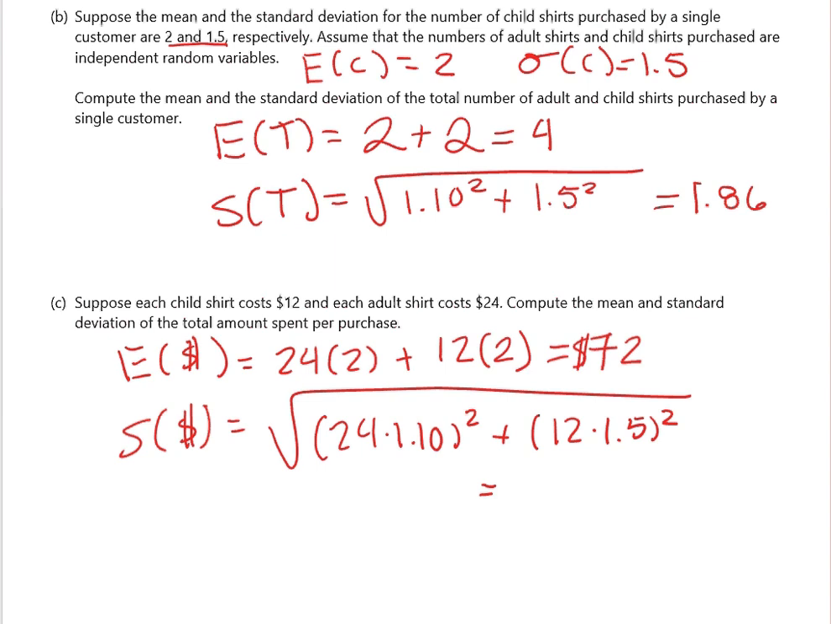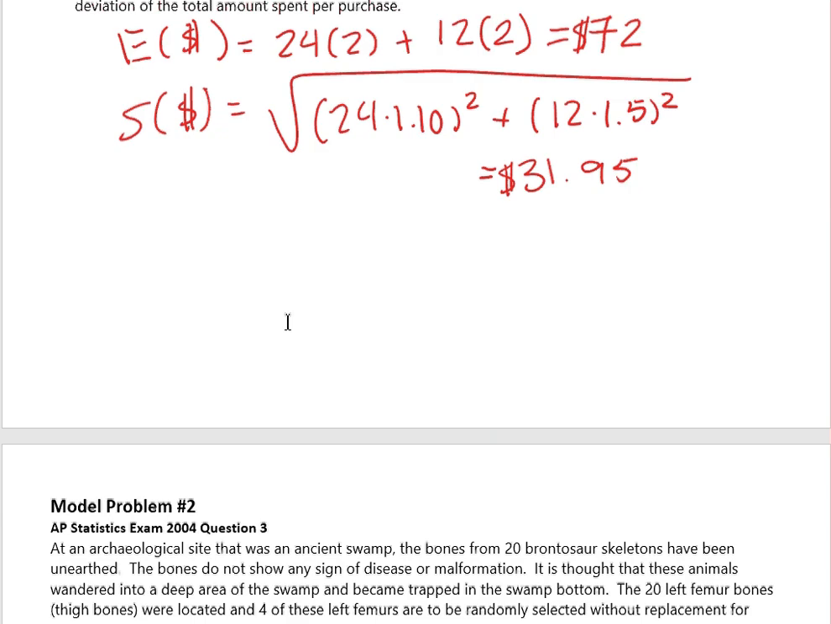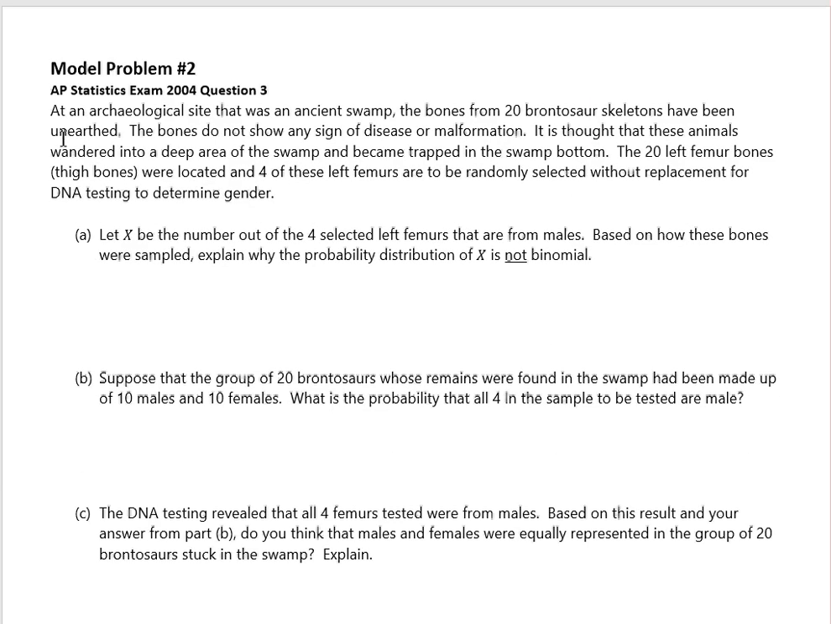So we have one more example I want to go through, and this one is actually a released College Board question. So let's look at it. It says at an archaeological site, there was an ancient swamp. The bones from 20 brontosaur skeletons have been unearthed. The bones do not show any sign of disease or malformation. It is thought that these animals wandered into a deep area of a swamp and then became trapped in the bottom. The 20 left femur bones were located, and 4 of these left femurs are randomly selected without replacement for DNA testing to determine gender.